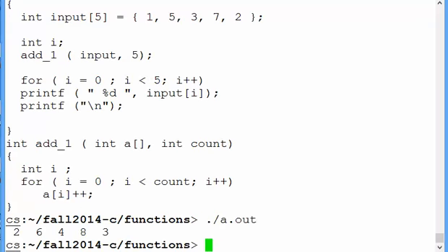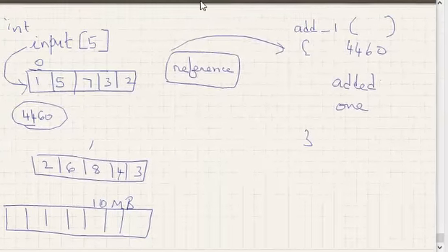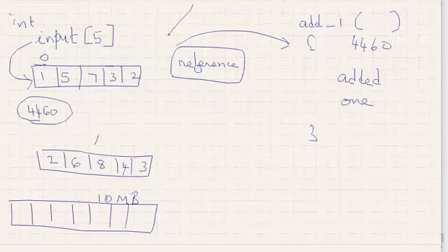it incremented 2, 6, 4, 8, 3 like the way we did. So what does it mean? We sent this input here, it added 1, right? It added 1 to my array.